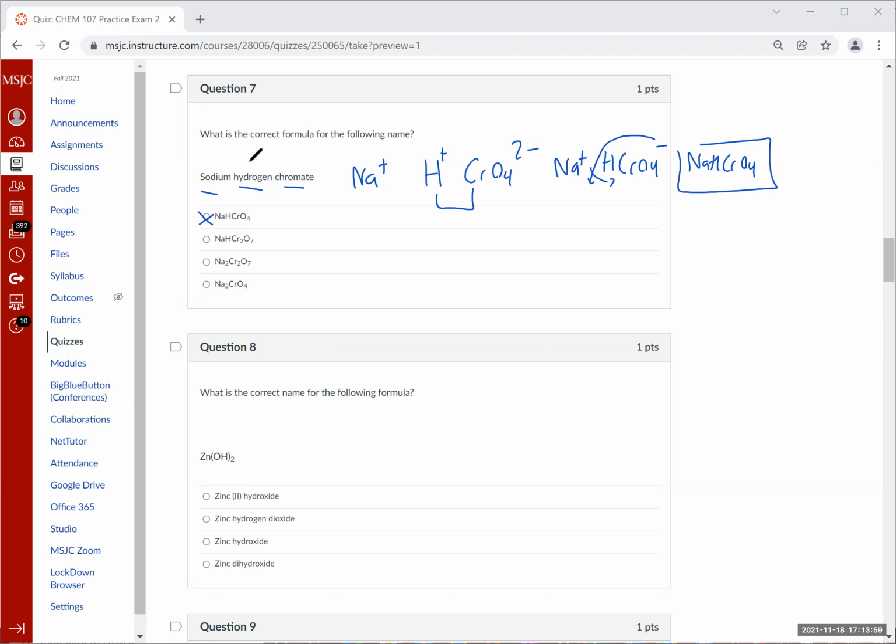The 2-, Professor, the 2- charge is one of them is canceled by the proton. Exactly right. Okay. For each hydrogen atom, your charge becomes more positive by 1 unit.